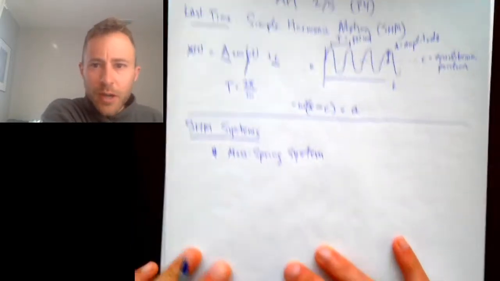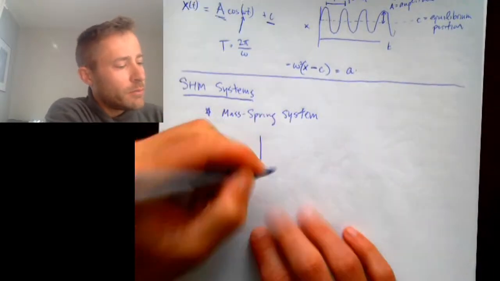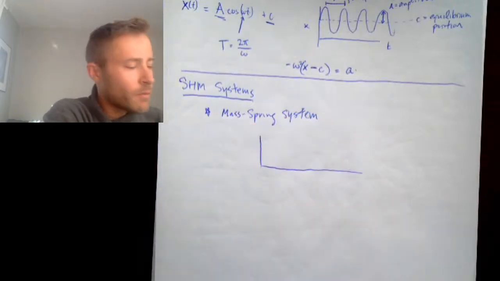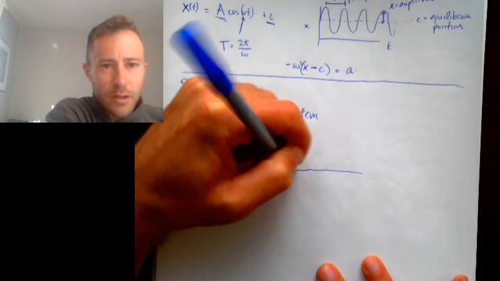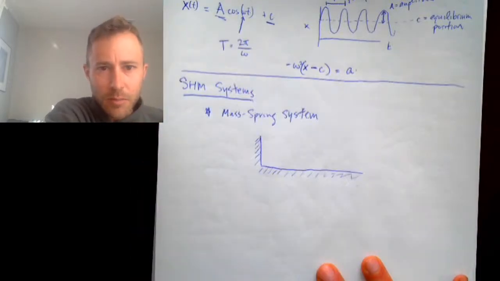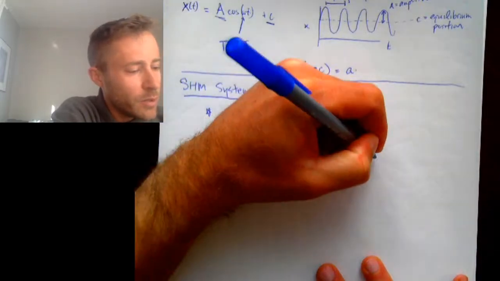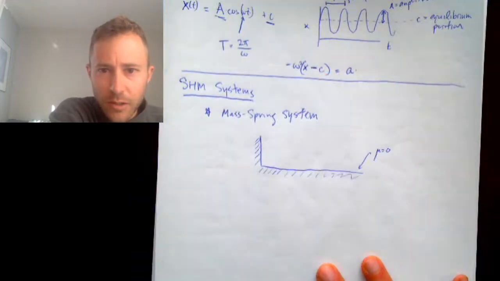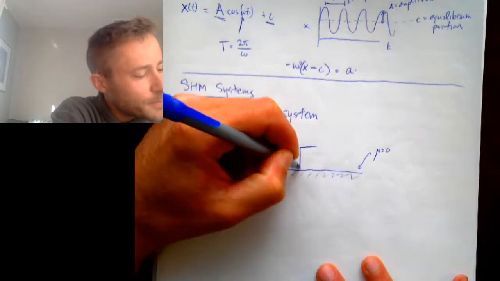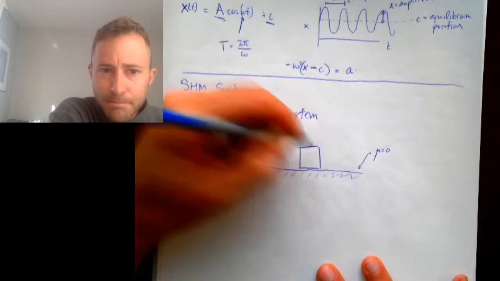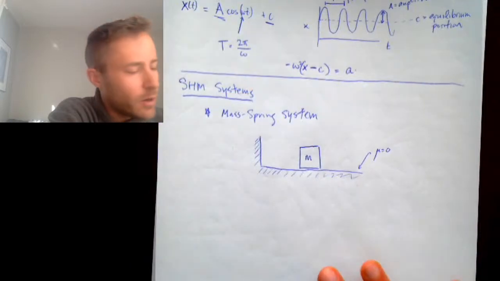Okay, so what does a mass spring system look like? Well, here's a wall, and then here's the floor. The floor is going to be completely frictionless, okay? So this has mu equals 0. The coefficient of friction is 0. We have a block of mass m, which is sitting on this surface.